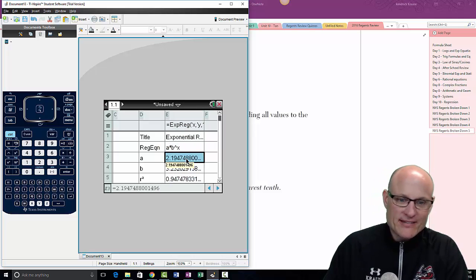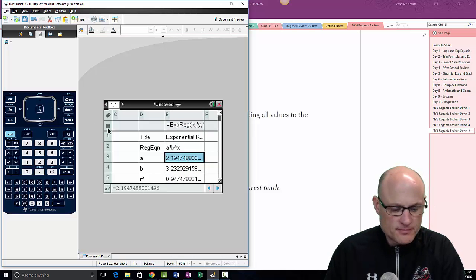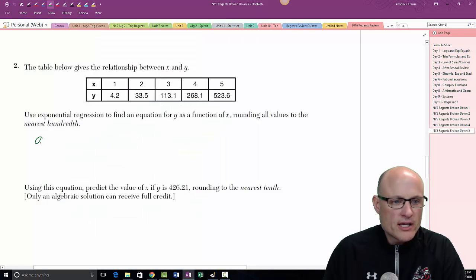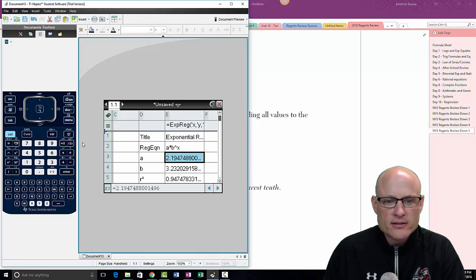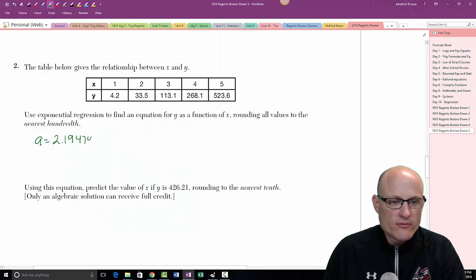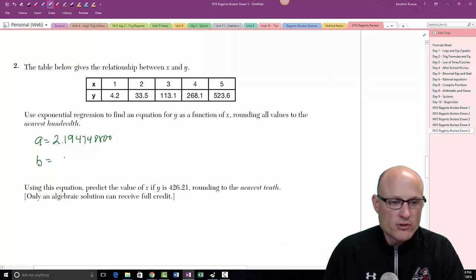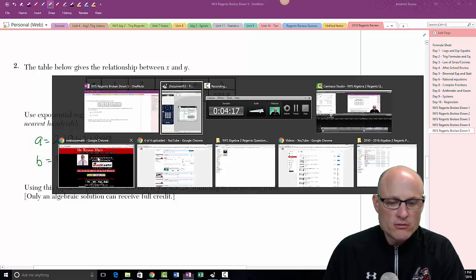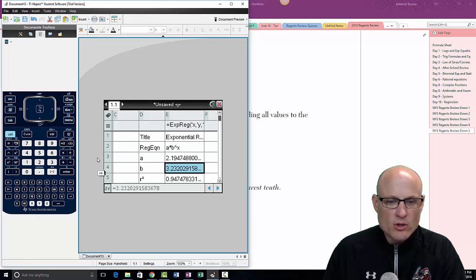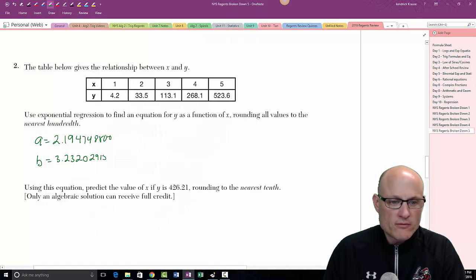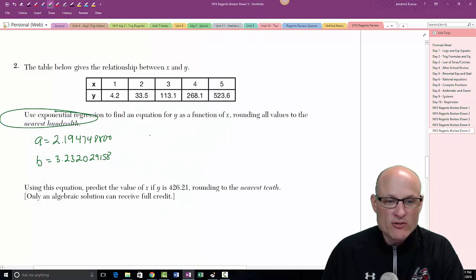So we need to figure out what A is. A equals 2.1947488. Good enough. What's B equal to? 3.232029158. I'm going to round to the nearest hundredths place.